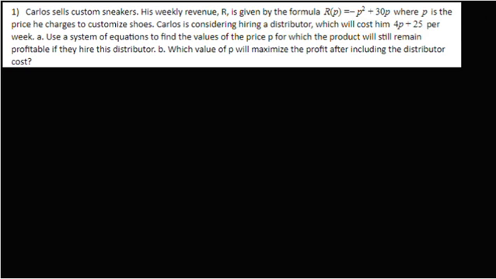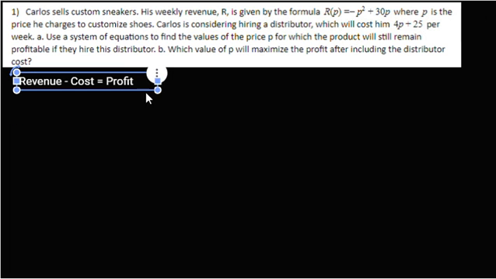And the second thing we want to see is what is the value that will maximize the profit if we have a distributor. So first of all, let's start off with some basic business here and understand that revenue minus cost equals profit. So revenue is just what he's bringing in, but then he's got to subtract that cost. And once you take away the cost from the revenue, that's where we get our profit.